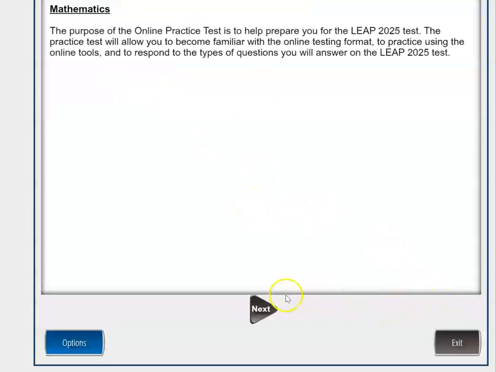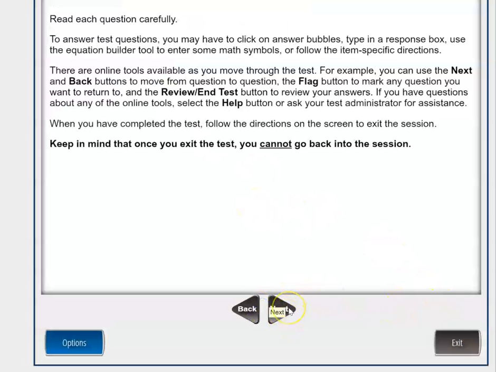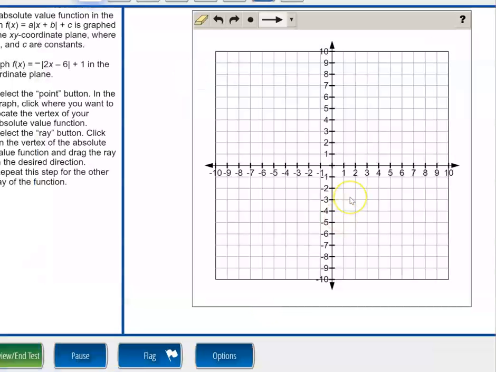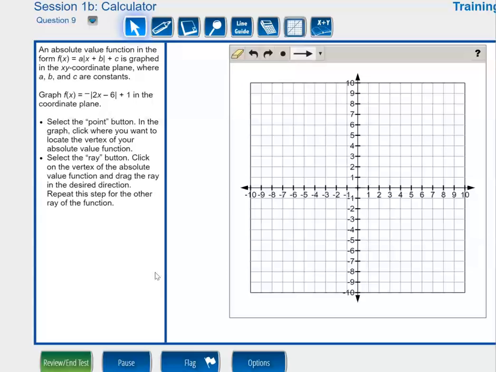Now, when I get in, it's going to give some instructions. These are pretty similar in every section. And then at the bottom, it says begin the test. So we're going to begin the test. And this is the first item we are going to look at. And this one is fairly straightforward.